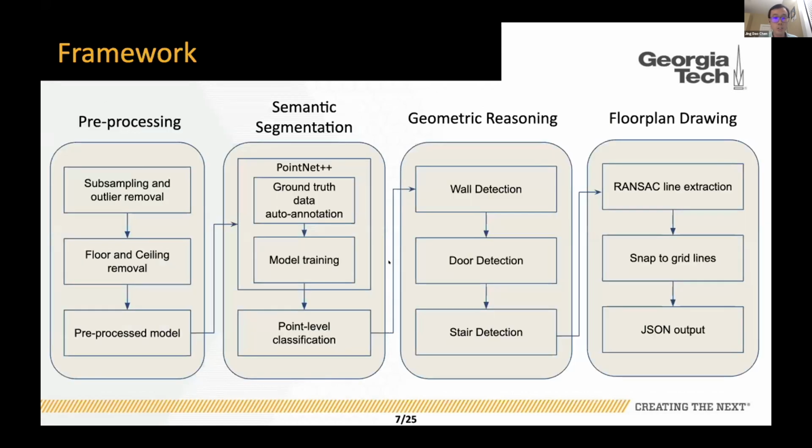So in the end, we decided to combine both types of methods in building our framework. This slide shows the overall framework that we use for generating the 2D floor plan. It consists of four main steps. The first is pre-processing the point cloud data. Next, we perform semantic segmentation to predict class labels for each point. Next, we perform geometric reasoning to abstract out the walls, doors, and stairs. And finally, we draw the floor plan by abstracting lines and then projecting them to a 2D floor plan.